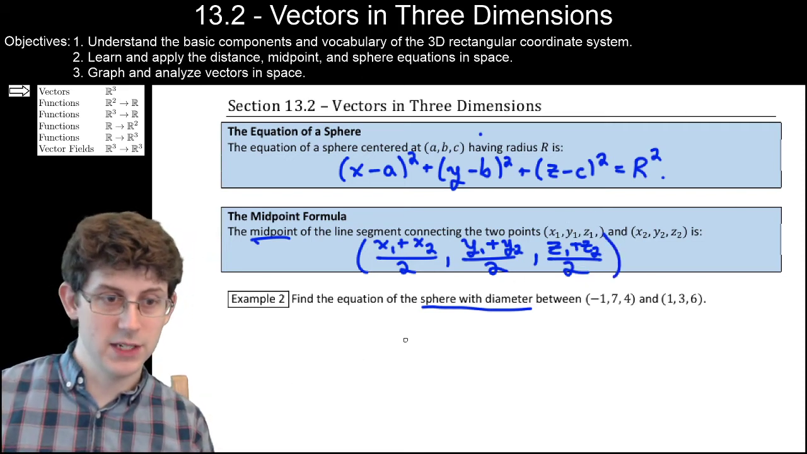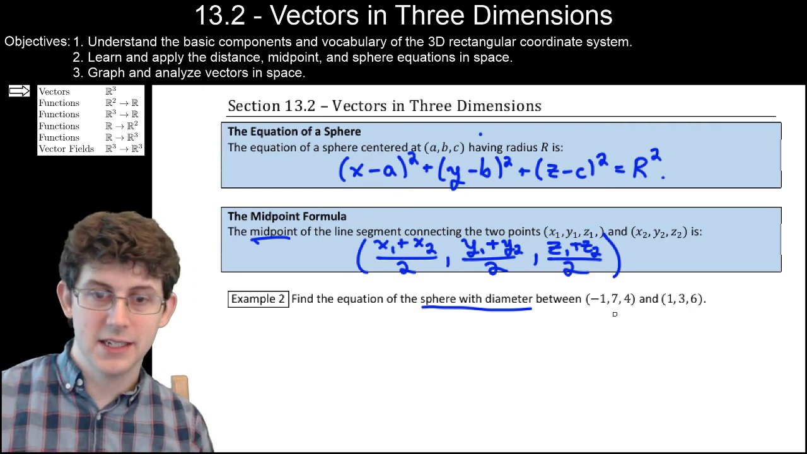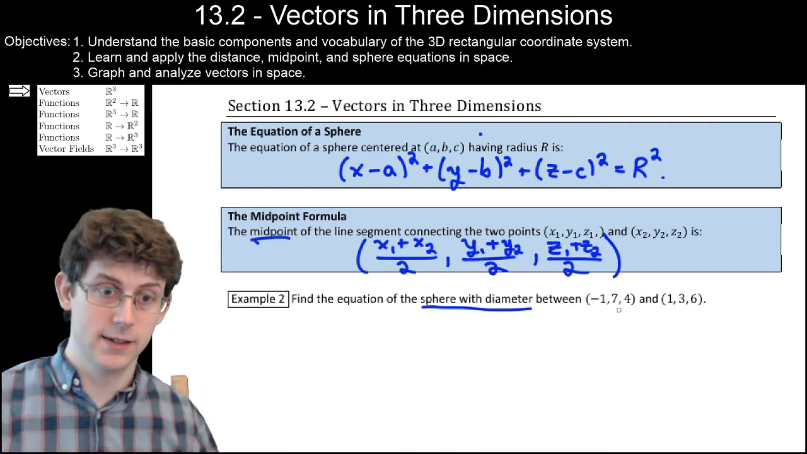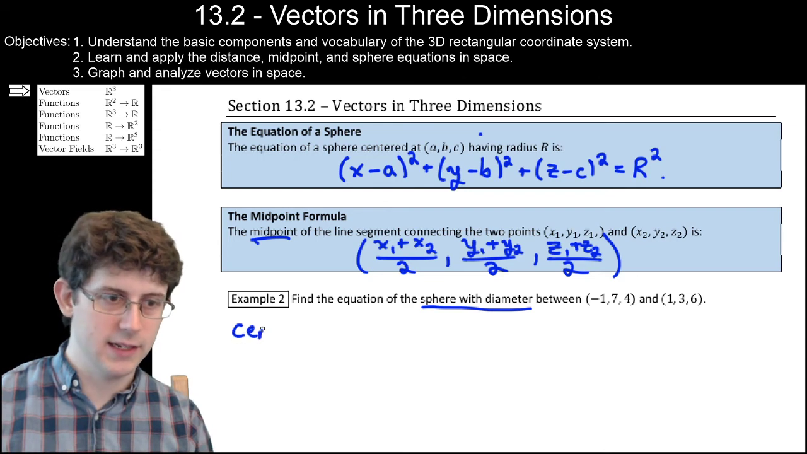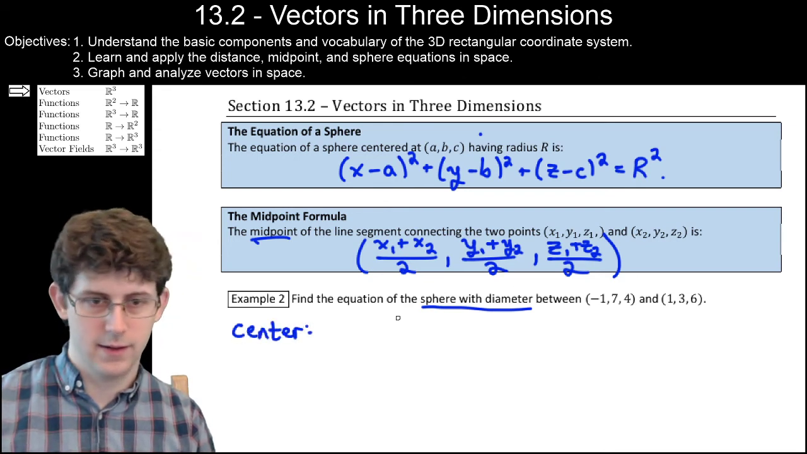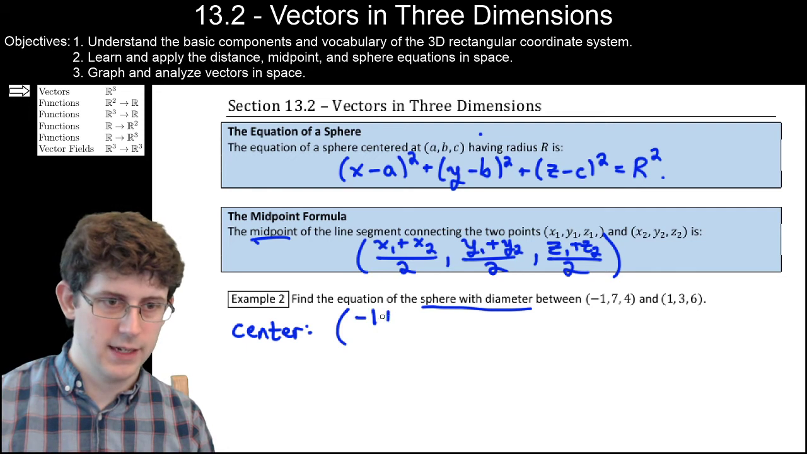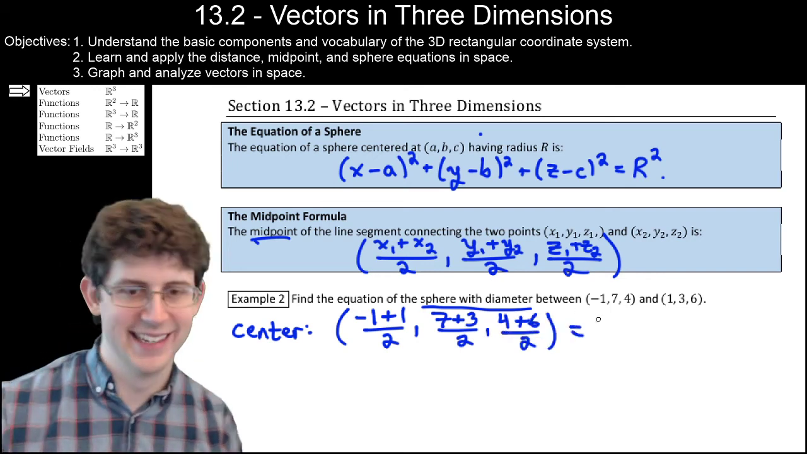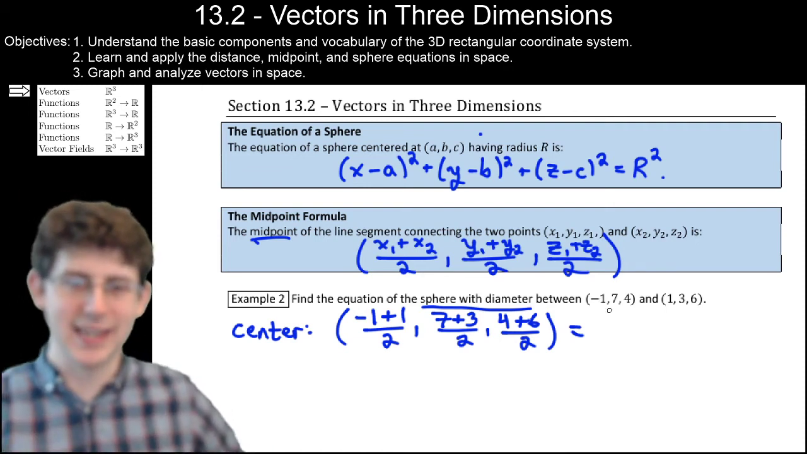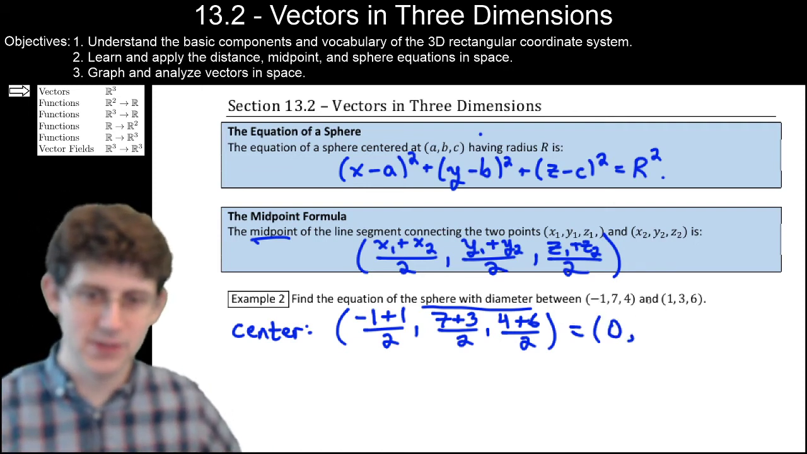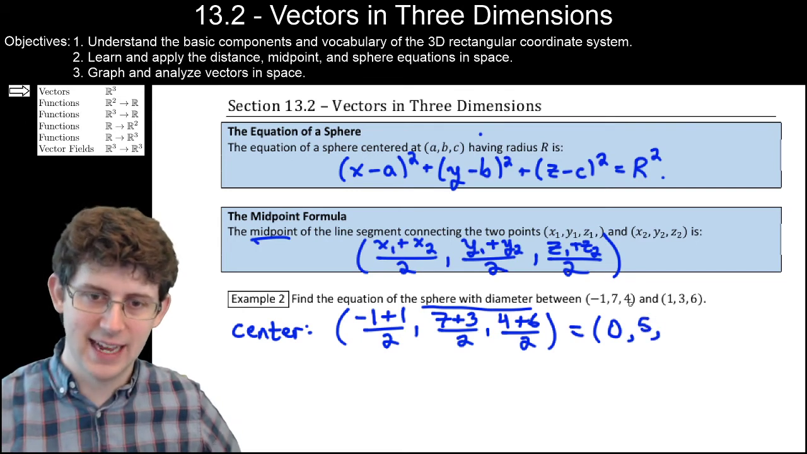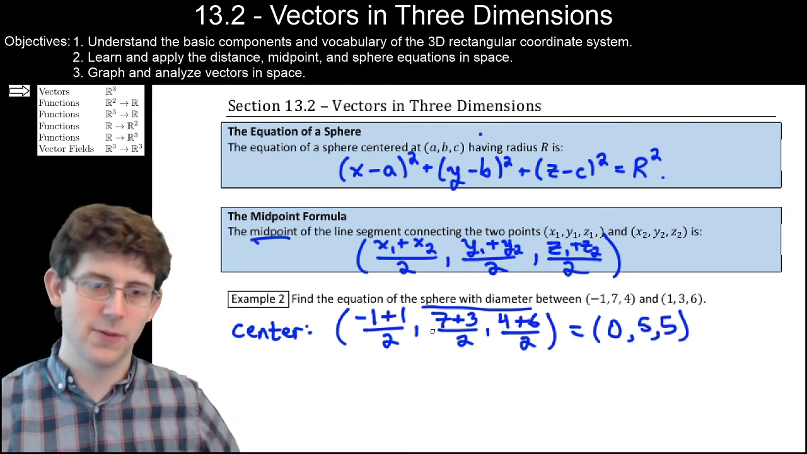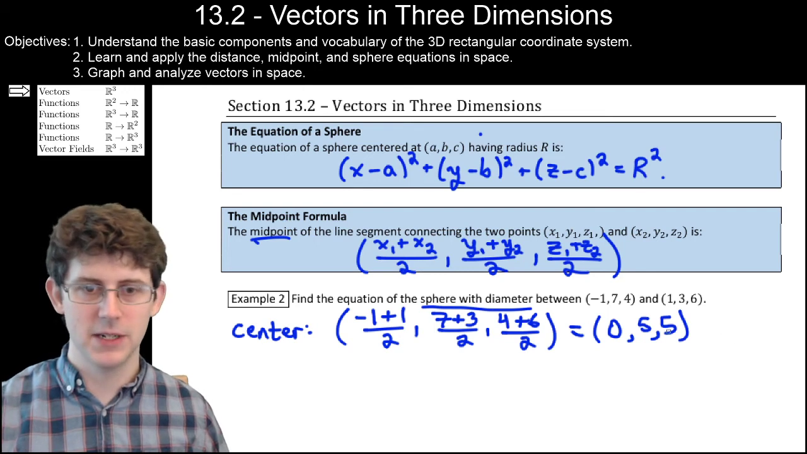So when a question asks you, find a sphere, here are some points that are on opposite sides of the sphere. Okay, well, the center point is going to be halfway in between. Take the average of the x's, the average of the y's, the average of the z's. Using the formula is a little bit silly here. Like, what's halfway between -1 and 1? It's 0. What's halfway between 7 and 3? That's 5. Halfway between 4 and 6 is 5. But the formula also gives it to you if you want that. So here's the center point.